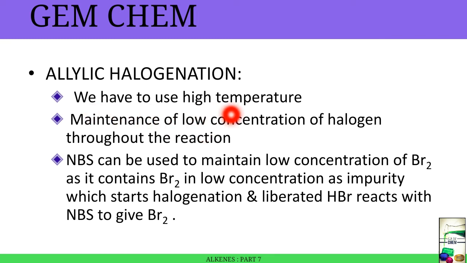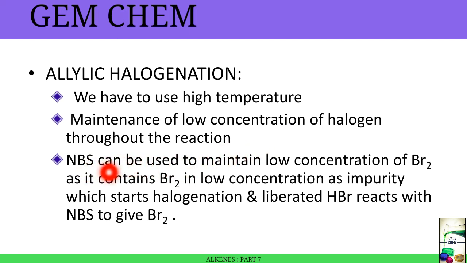Okay. So, now we will see when it occurs. We have to use high temperature and maintain a low concentration of halogen throughout the reaction. So, these are the two conditions. We have previously also seen that when high temperature is present, the addition reaction does not take place. So, here the substitution, that is allylic halogenation, will take place.